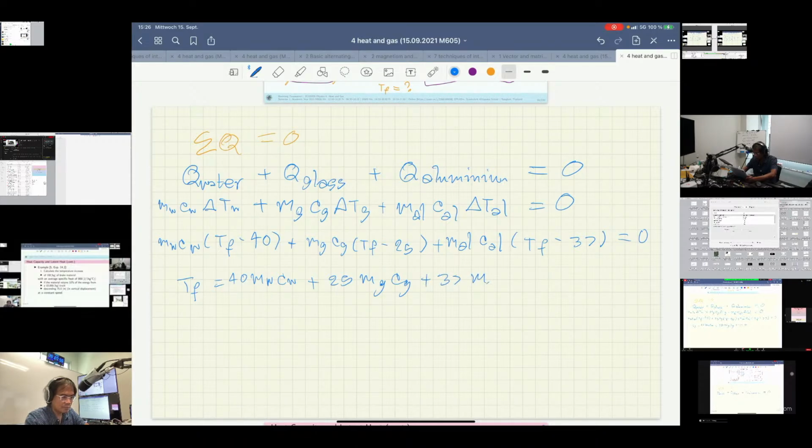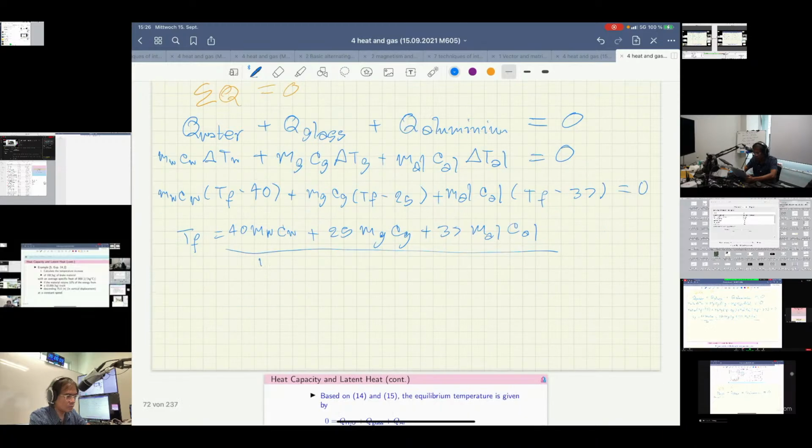Mass of aluminum, specifically, and the mass of the water, C of the water, plus mass of the glass, C of the glass, and plus mass of aluminum, and C of aluminum. All right. Yeah, 40, blah, blah, blah, right?